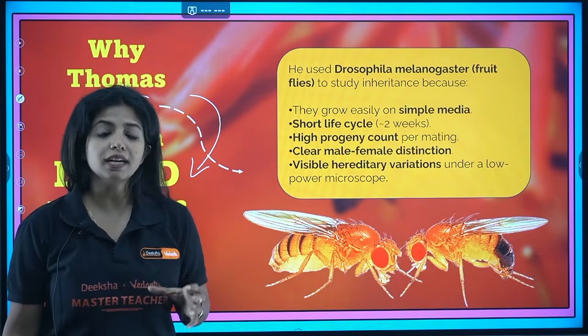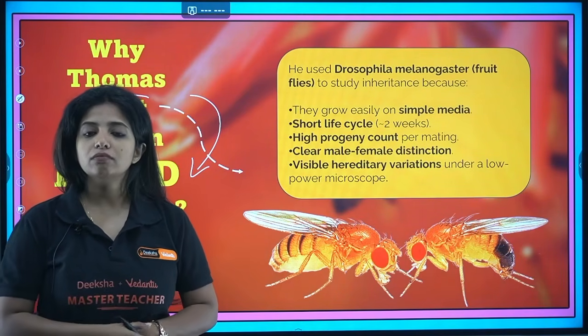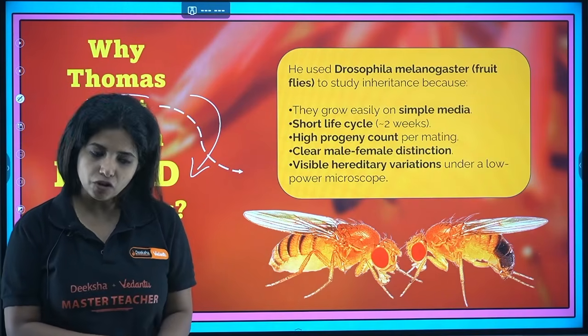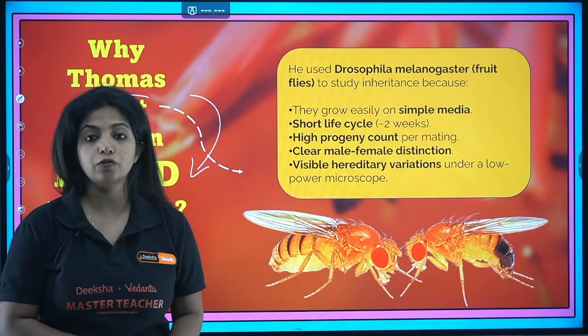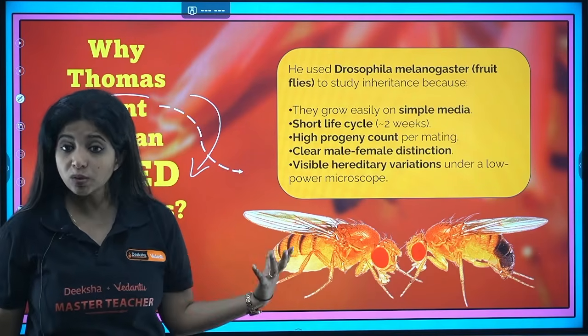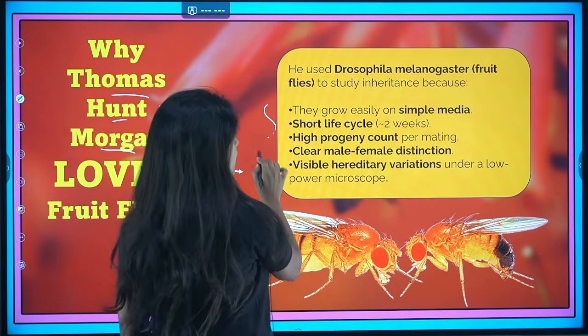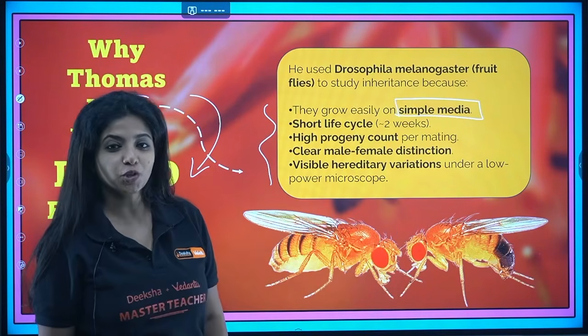And why did Thomas Hunt Morgan do his experiment on this particular organism? First of all, what was he experimenting? He was trying to give the experimental proof for the chromosomal theory of inheritance, for which he used the fruit flies. And the reason why he used the fruit flies is that they grew on a simple medium. They did not need a fancy medium. Today I want samosa, tomorrow I want jalebi.